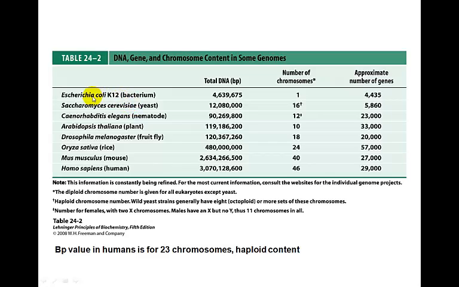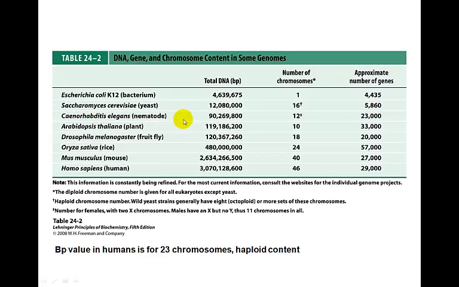DNA, genes, and chromosome contents of some genomes. So E. coli, very simple, tiny bacteria, has 4,600,000 base pairs, 1 circular chromosome, 4,435 genes approximately. Saccharomyces cerevisiae, 12 million. When I say the 12 million, I'm also converting into scientific notation because as we get to the end of this list, we're going to see some big numbers. So this is 4.6 times 10 to the 6th. This is 1.2 times 10 to the 7th base pairs, 16 chromosomes, a little more than 5,800 genes, 5,860 genes.